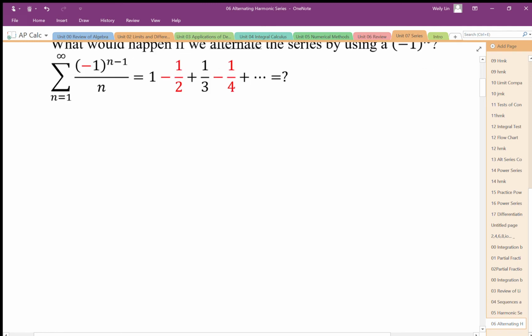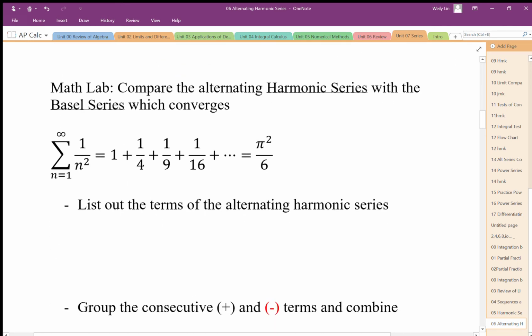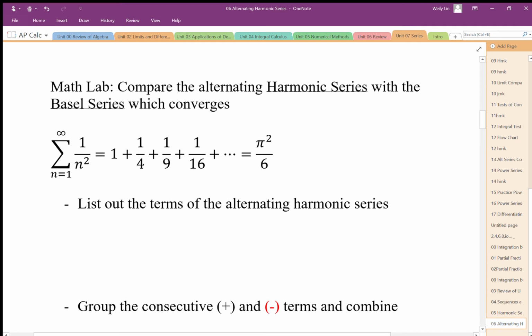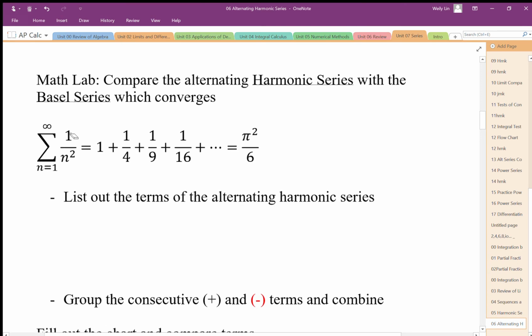So let's take a look at this. We're going to do a comparison here. I would like you to compare this to the converging series, which is the Basel series, 1 over n squared. So 1 over n squared looks like this, and it converges to this value, which is a little bit more than 1.5, so pi squared over 6. So we're going to do some comparison.